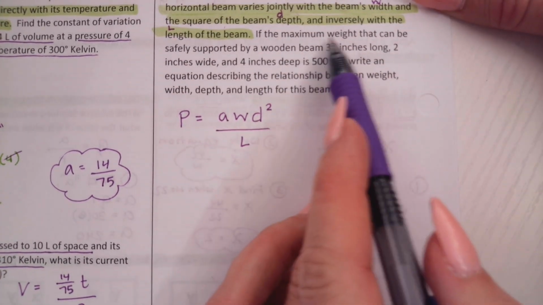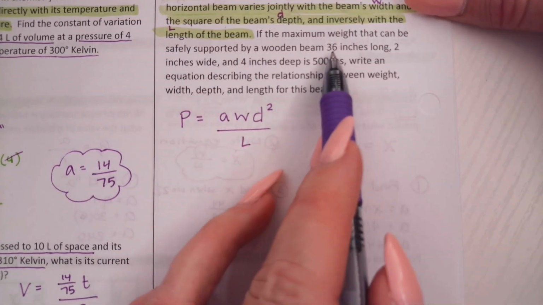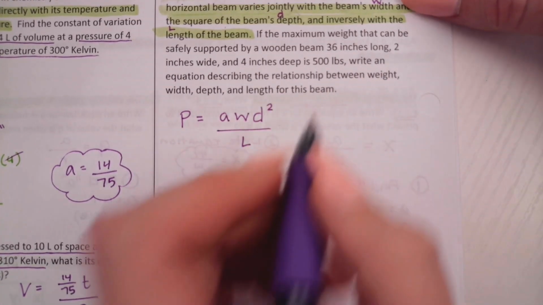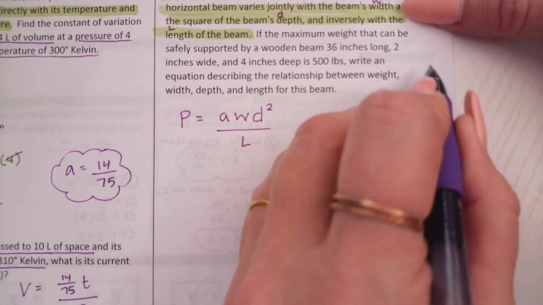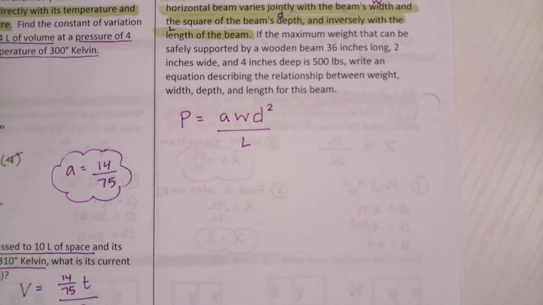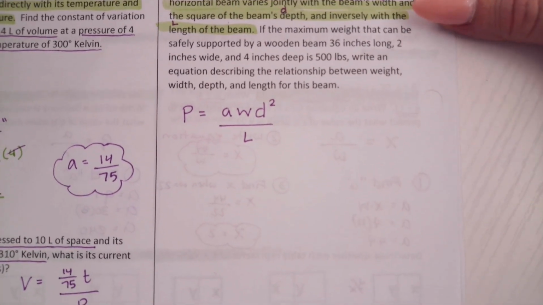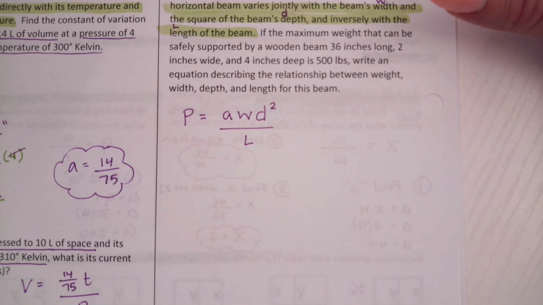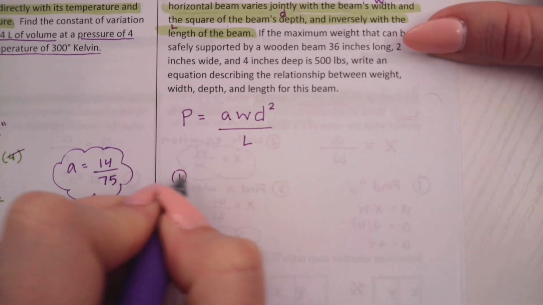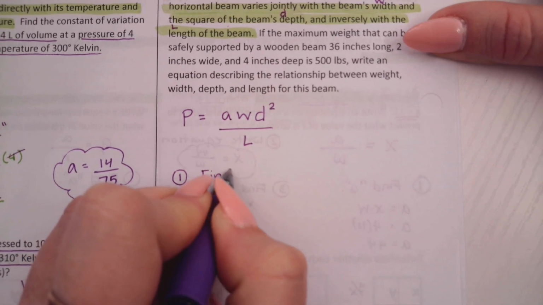It says, if the maximum weight that can be safely supported by a wooden beam that is 36 inches long, 2 inches wide, and 4 inches deep is 500 pounds, write an equation describing the relationship between weight, width, depth, and length of this beam. To write the equation, we basically just need to find A. Once you find A, you have your equation. Find A.